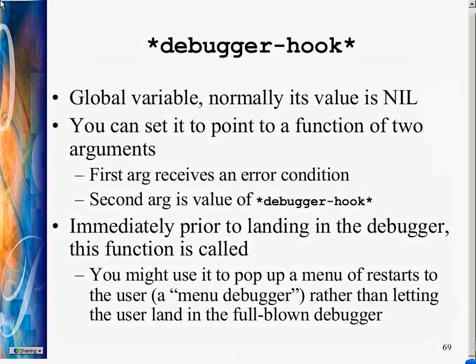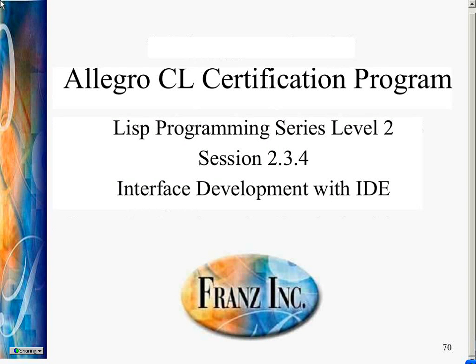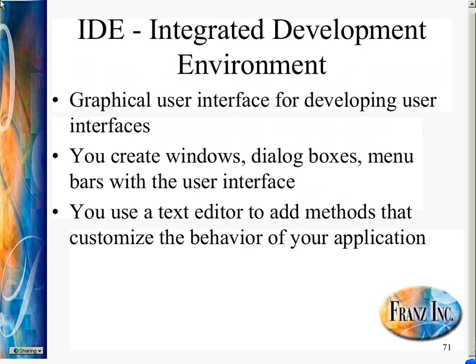Debugger hook is a global variable that specifies a function to call before you enter the debugger, and it's a way in your application where you can intercept the entering of the debugger, or you can provide certain GUI tools for it. So the last thing we're going to talk about, and we're just going to look through these slides, is interface development with the IDE. The IDE is a graphical user interface for developing user interfaces. So let's just go look at that quickly.